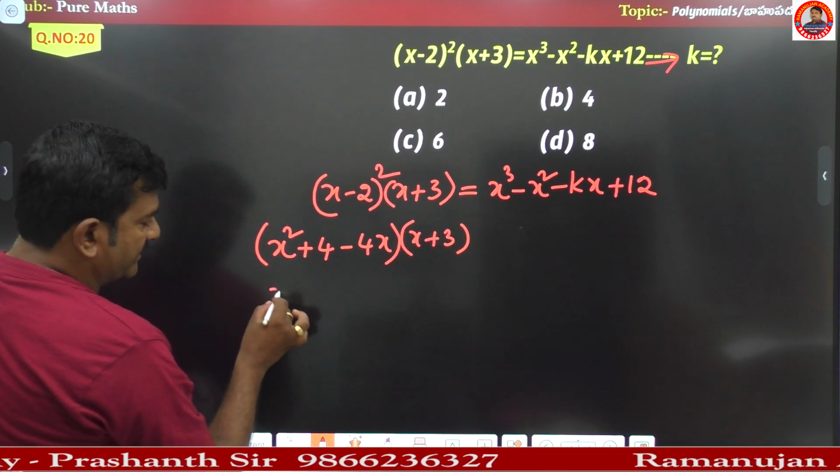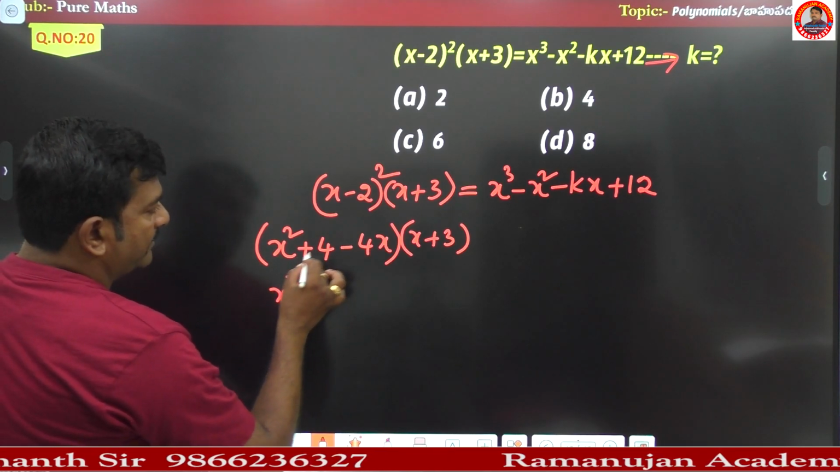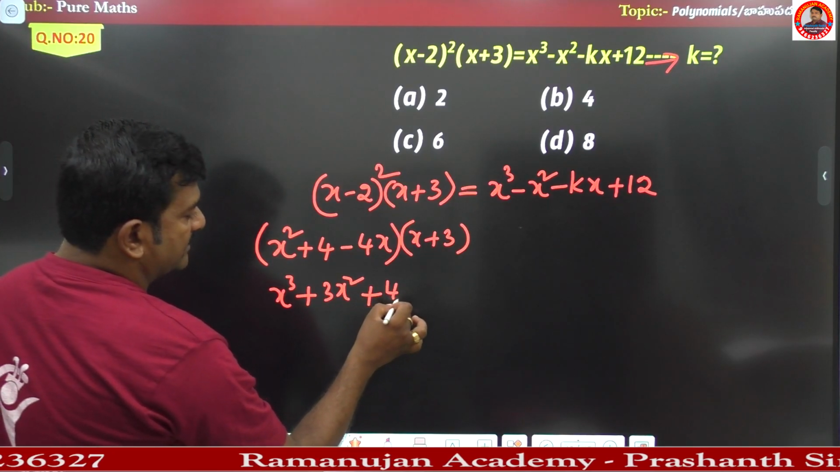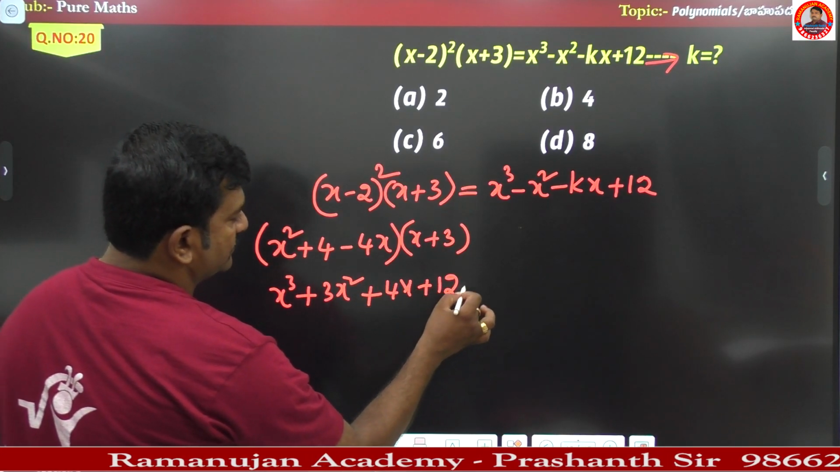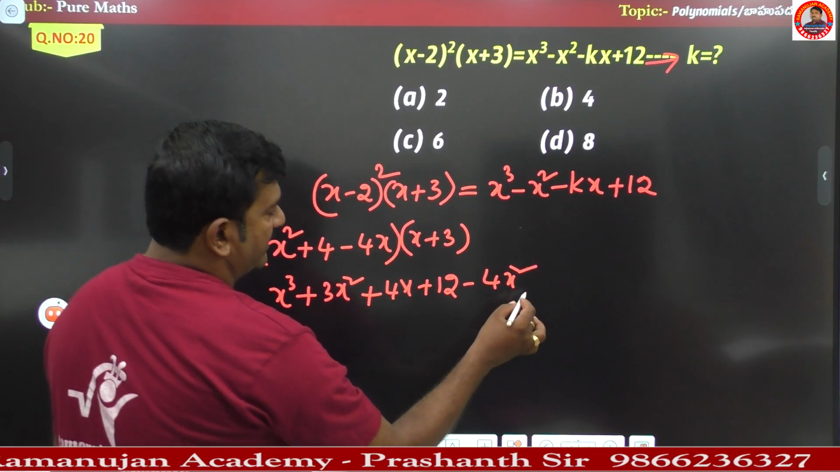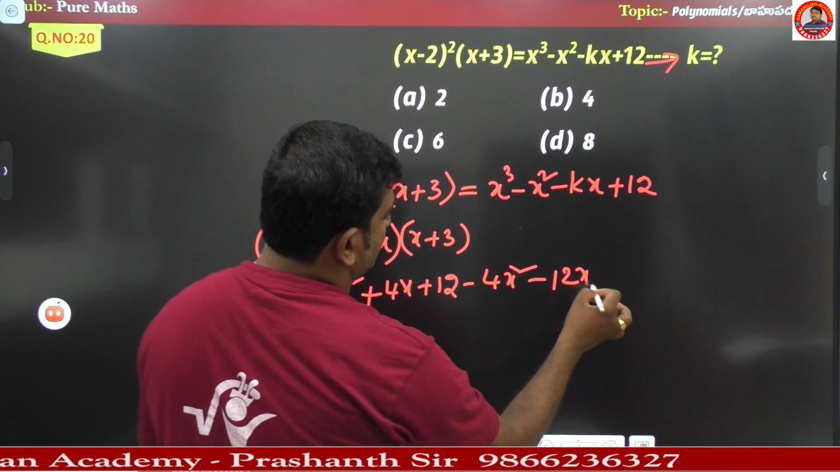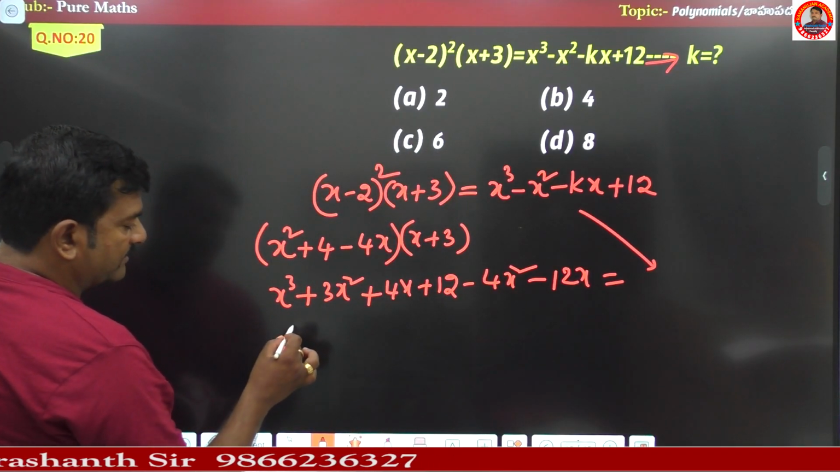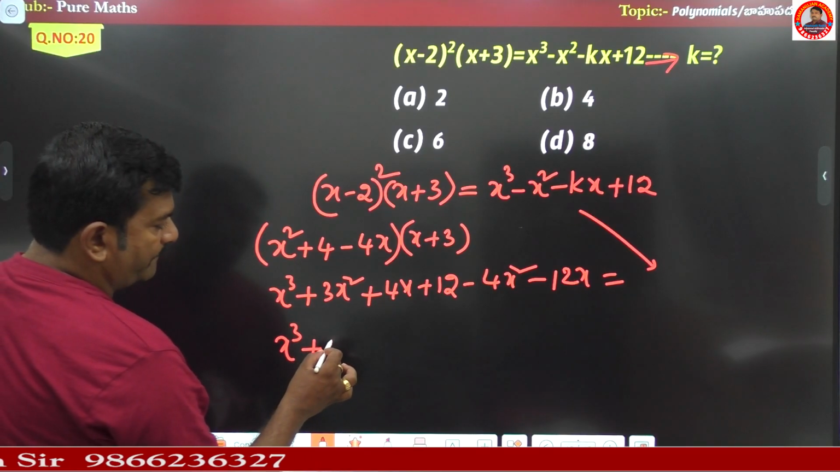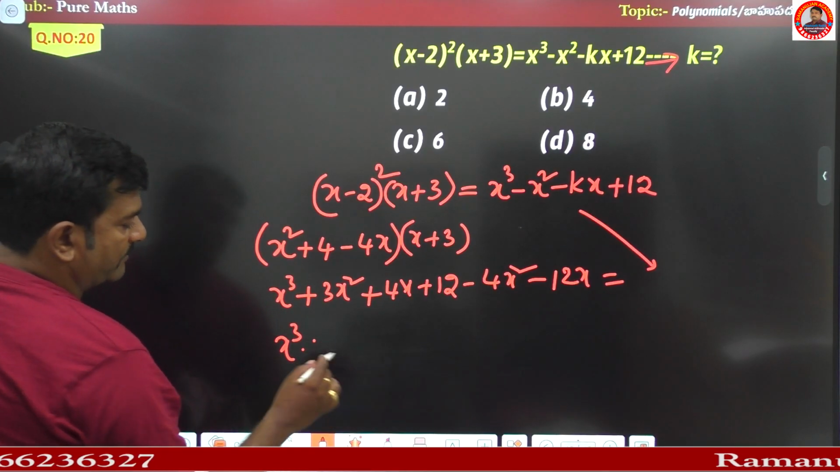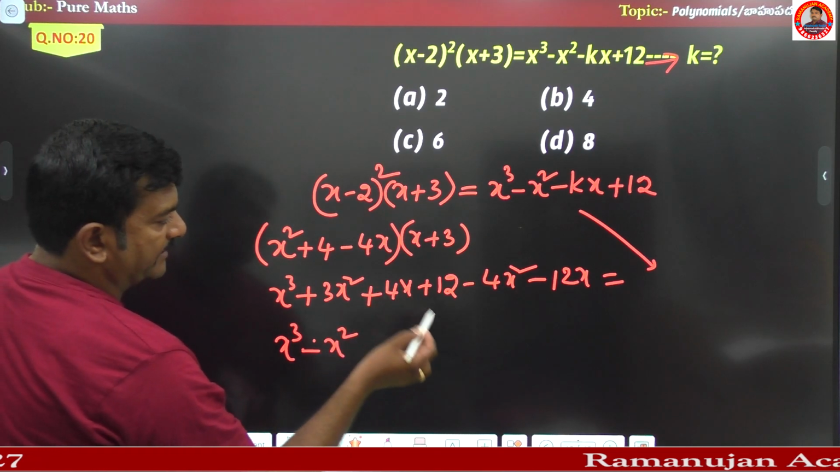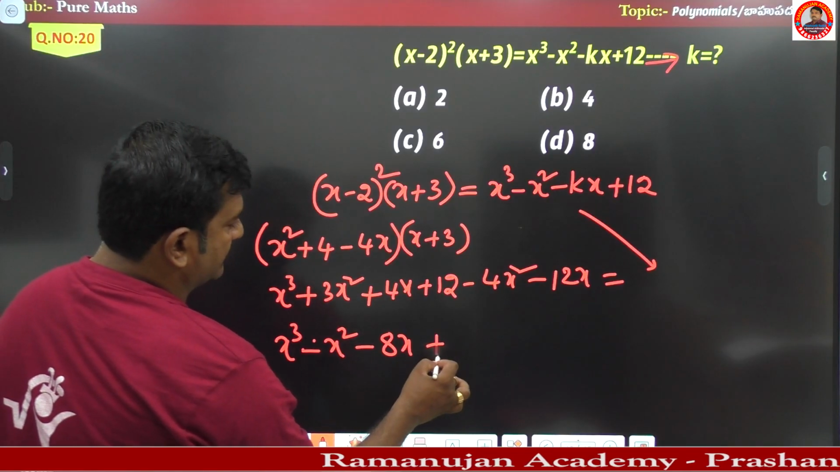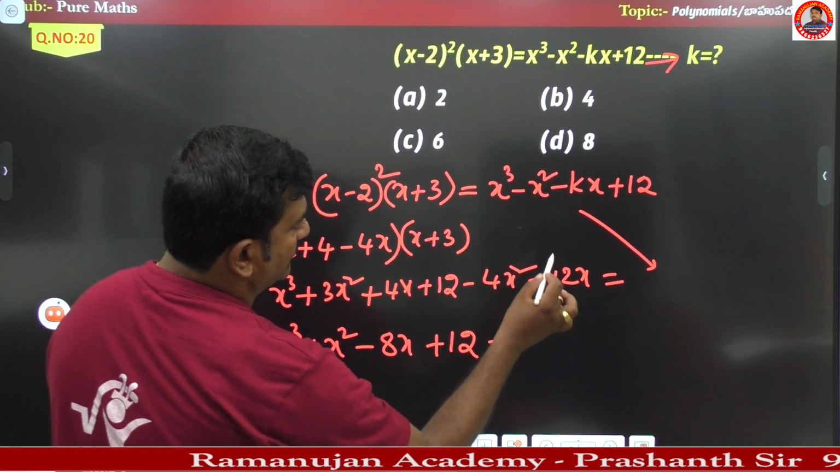x square into x, you are going to get x cube. x square into 3, you are going to get 3x square. 4 into x is 4x, 4 into 3 is 12. Minus 4 into x is minus 4x square, minus 4x into 3 means minus 12. So this equation stays as it is. If you compare this, what are you getting? x cube, and 3x square minus 4x square means minus x square. 4x minus 12x means minus 8x, plus 12, equal to this as it is.